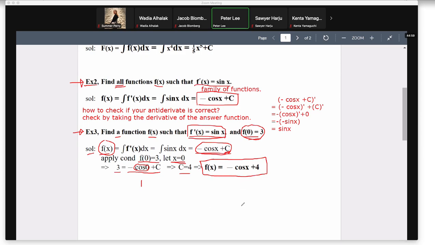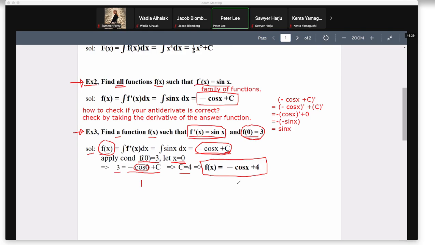Now in example 3, we only have one function as an answer, so we call this one particular function, as opposed to a general function, which we could refer to as a family of functions. So here, in example 3, the solution is one particular function rather than a family of functions. We have one single function.